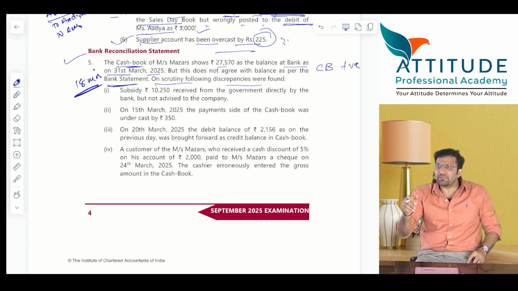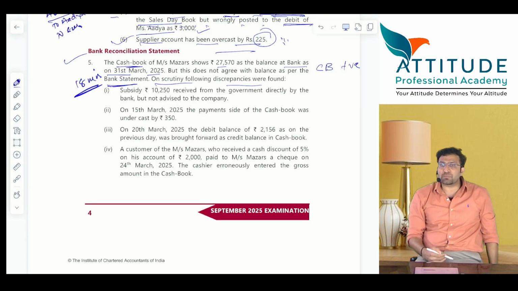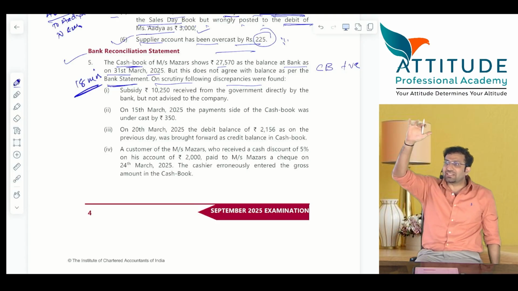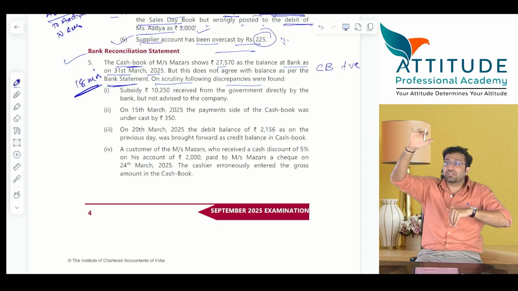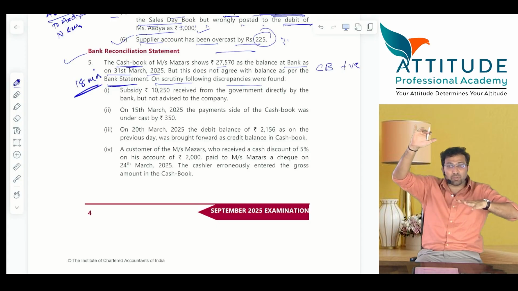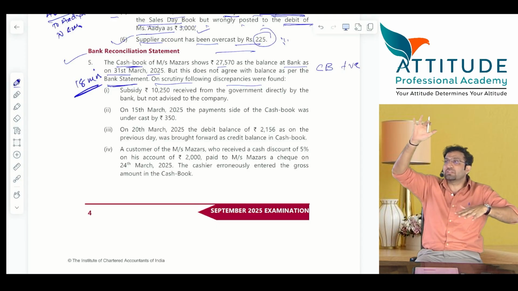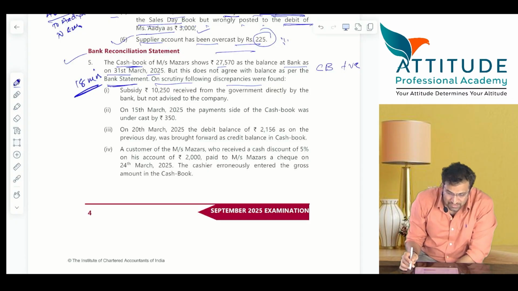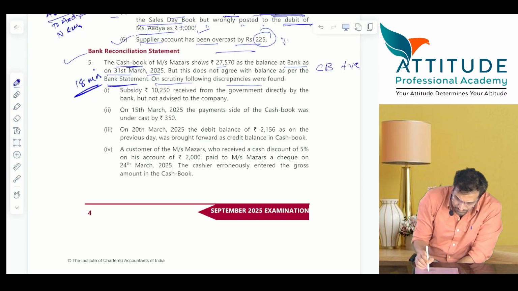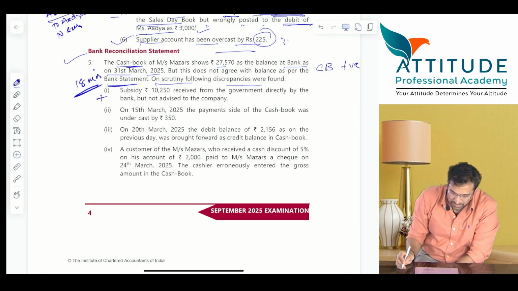पैसा गया है बैंक से या पैसा आया है? Subsidy means you have received. And where it is received? So where the balance is more? Passbook the balance is more. Cash book the balance is less because advice is not given to the company. So which is the starting point? Cash book. I have to come down to passbook. Add. समझ में आया? So ये क्या होगा? Add होगा. So this is plus.